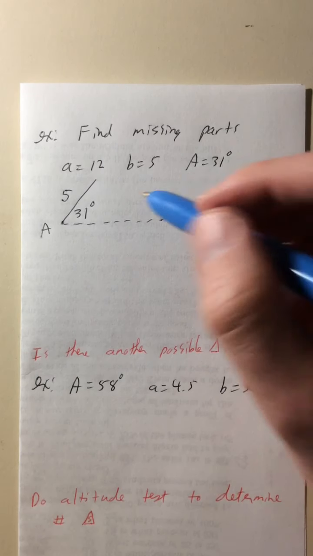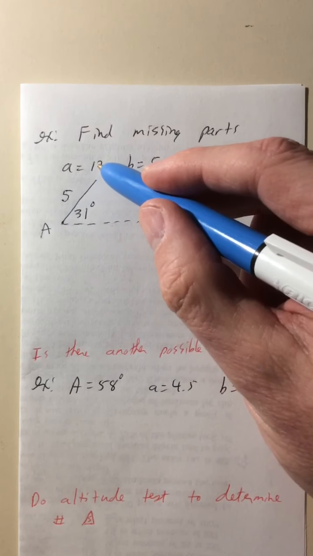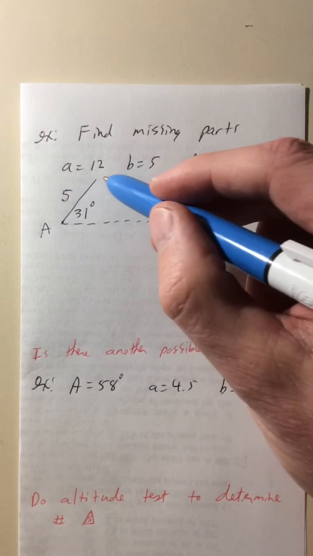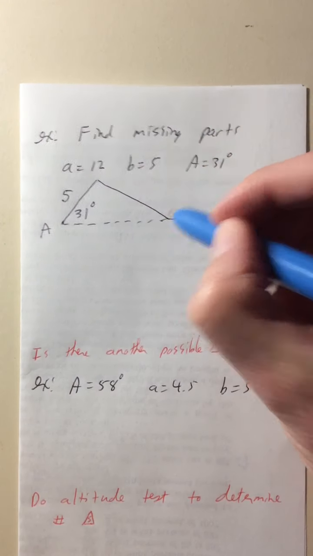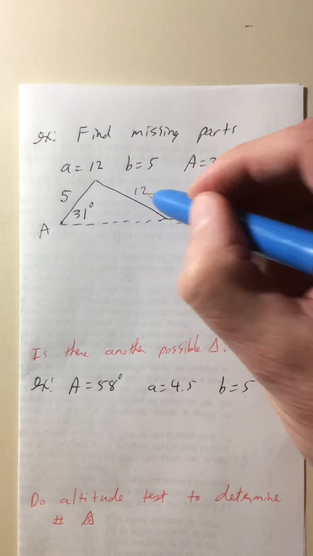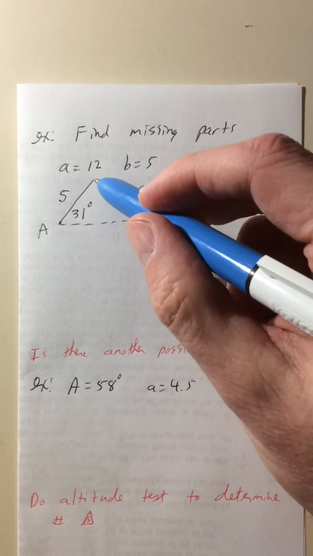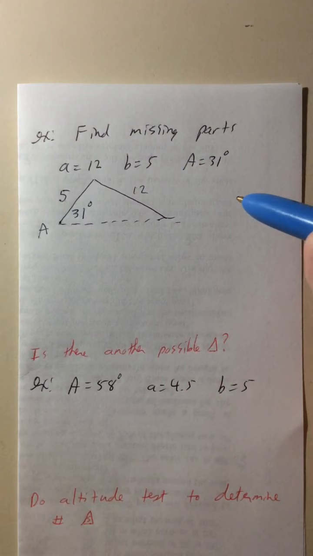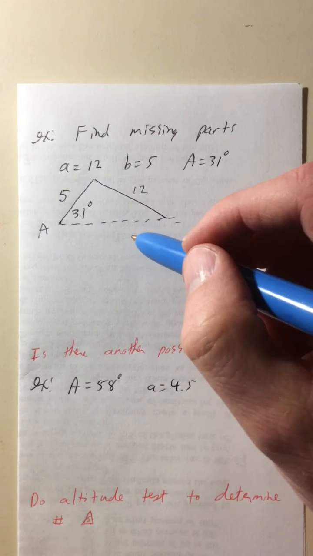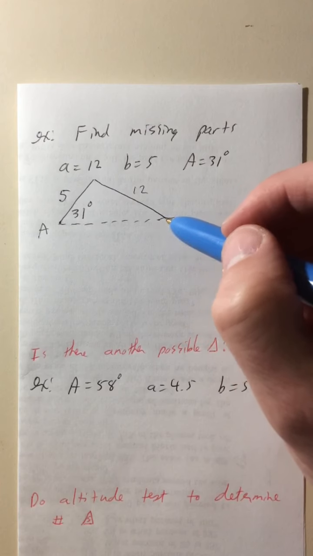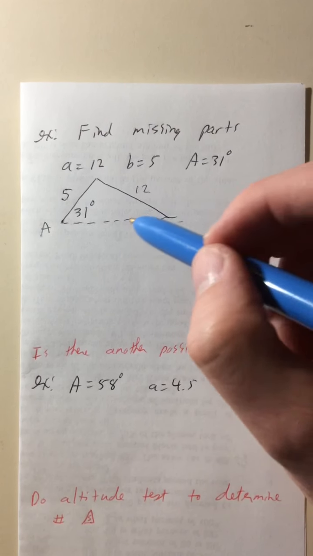Okay, so A is 12, and that's going to be more than twice that length, so we know that we're going to be over here somewhere. So it's going to be our 12 right there, and clearly, again, that was longer than the altitude that was right there. Okay, so we need to figure out the rest of the stuff here. So we need to figure out A is 31, find the missing parts.